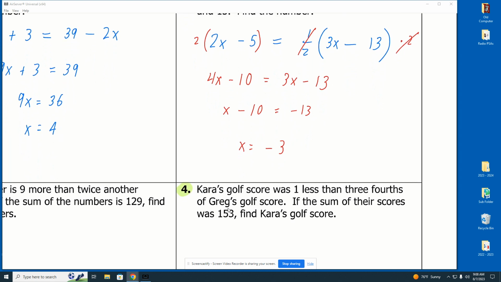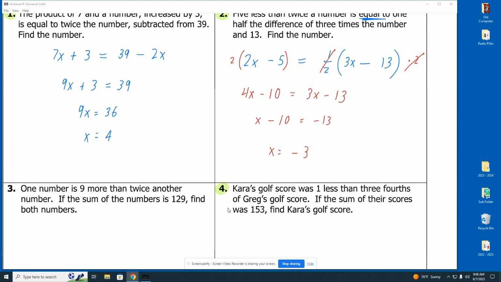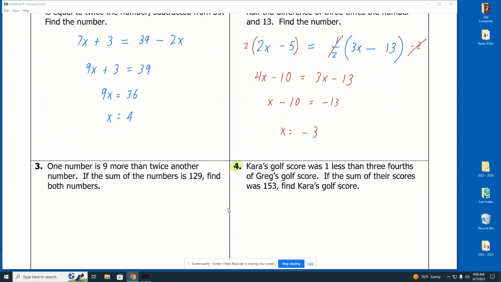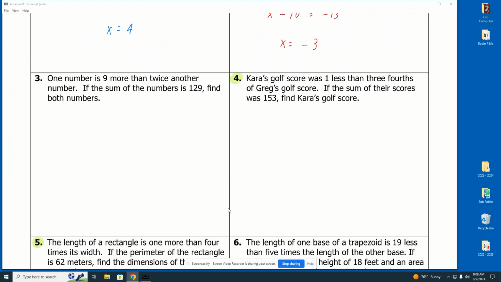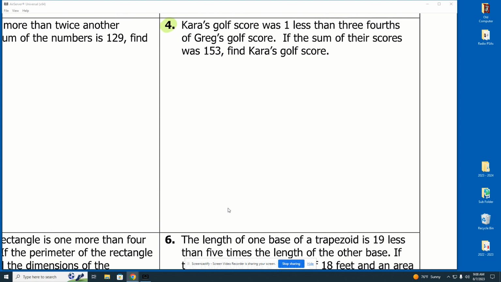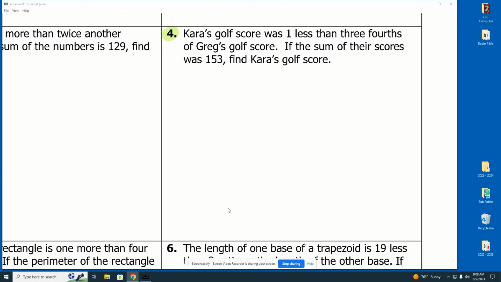Okay? Any other questions? Okay, starting number 3 and 4, it changes gears just a little bit, the way the word problem is worked. Let me explain. Look at number 4. We're going to skip 3. Y'all can do it on your own. It says Kara's golf score was 1 less than 3/4 of Greg's golf score. And then, of course, the rest of it says, if the sum of their scores was 153, then find Kara's golf score. Here's how it changes gears just a little bit.